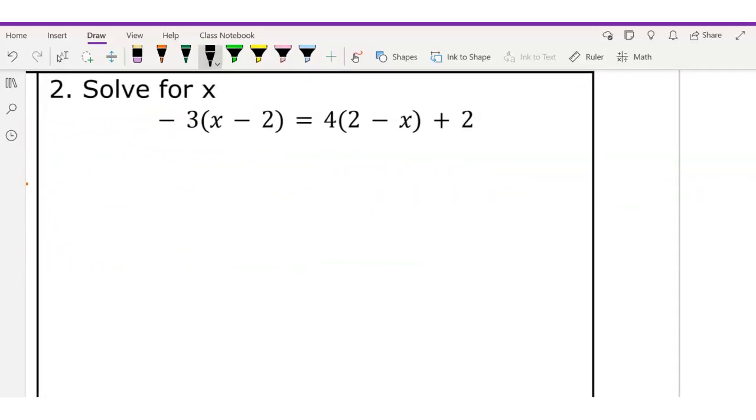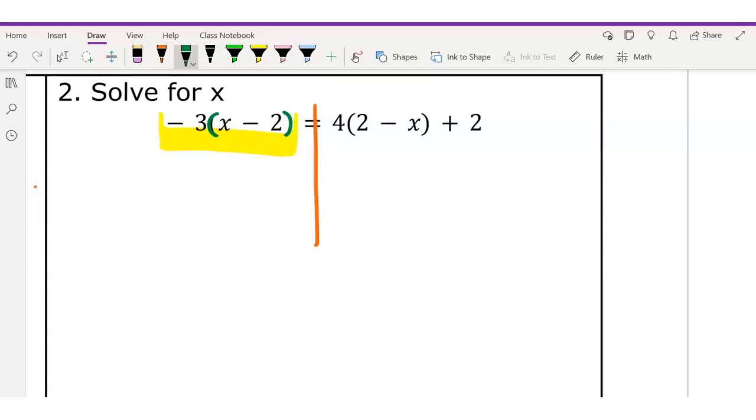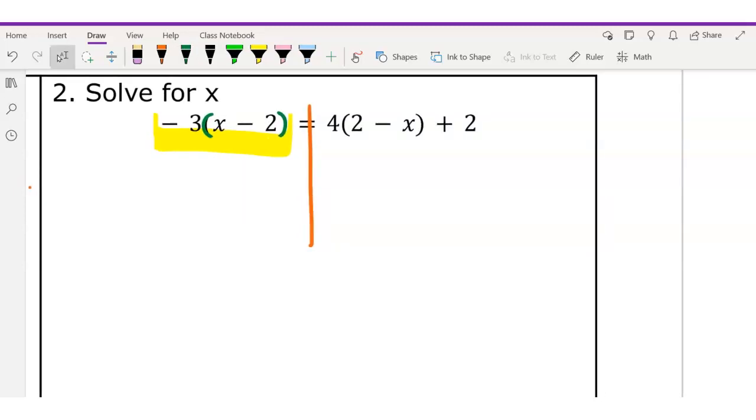The next one, we're going to, again, solve for x. Put the line down the equal sign. Now, if there is more than two terms on both sides of the equal sign, we're going to look at them separately. So first, we're going to look at the left side, where we have parentheses. Remember, parentheses means we need to multiply, which is distributive property. So we're going to multiply this negative 3 times the first term. So negative 3 times x is negative 3x. Then negative 3 times negative 2 is a positive 6.